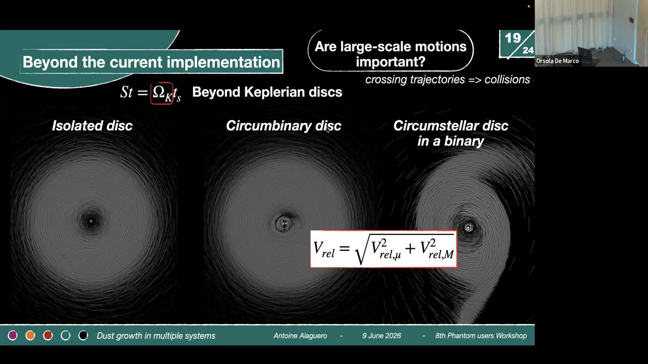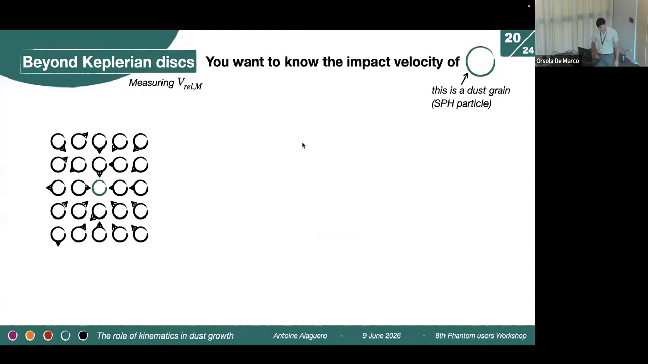And so what we would like to do is, on top of that microscopic turbulence contribution to the dust relative velocity, add another term which takes into account the resolved turbulence, right? So all the perturbations that we can see in the disk. This is what I'm currently implementing in the code.